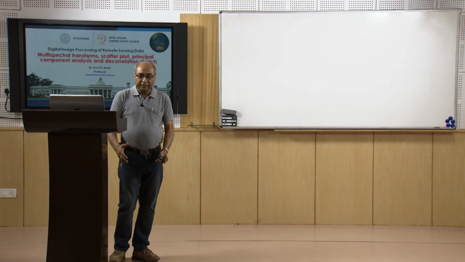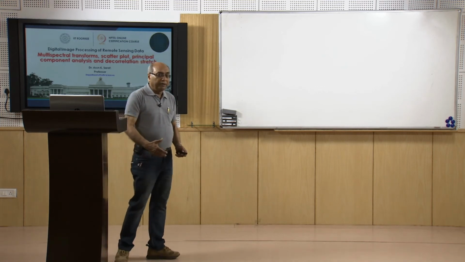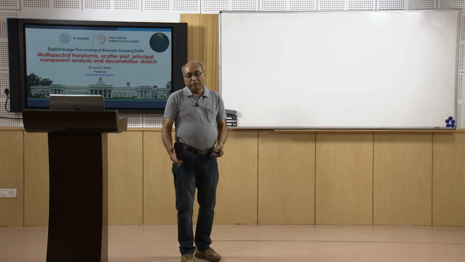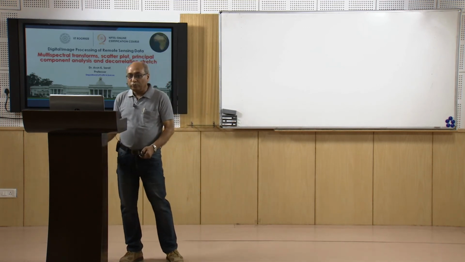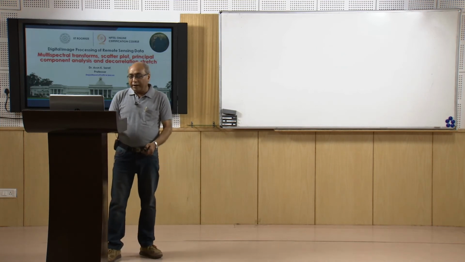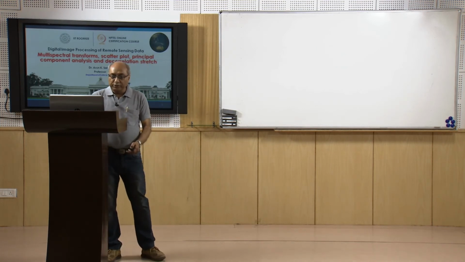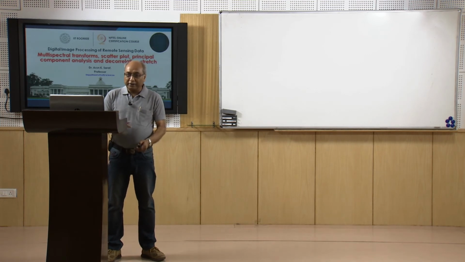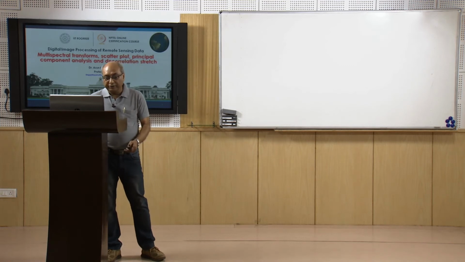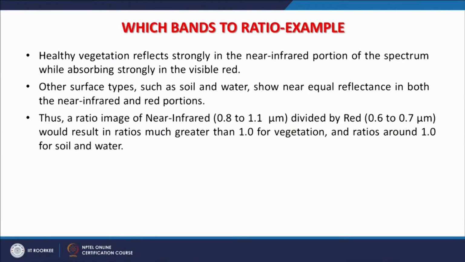It is not necessary that all kinds of features present on the earth will behave the same. Vegetation behaves differently; water body, dry soil, wet soil, they all have different spectral curves. So we need to understand the spectral curves, and accordingly choose the bands and then create the band ratio. Thus, the ratio image of near infrared divided by red would result in a ratio much greater than 1 for vegetation, and ratios around 1 for soil and water.